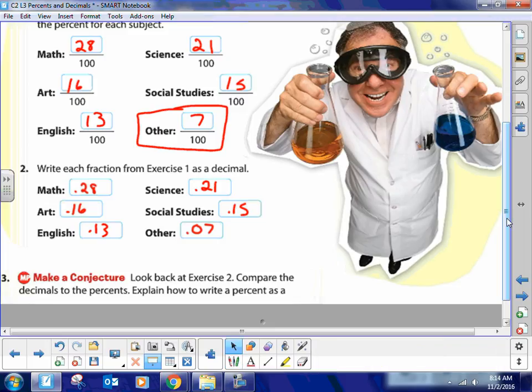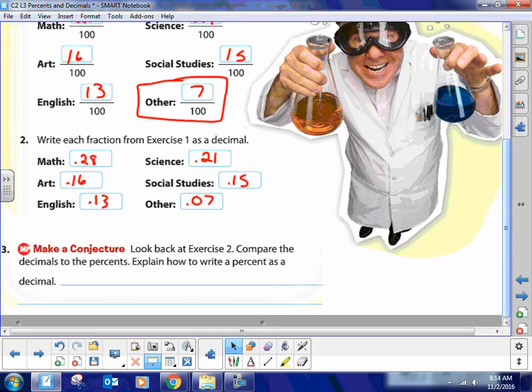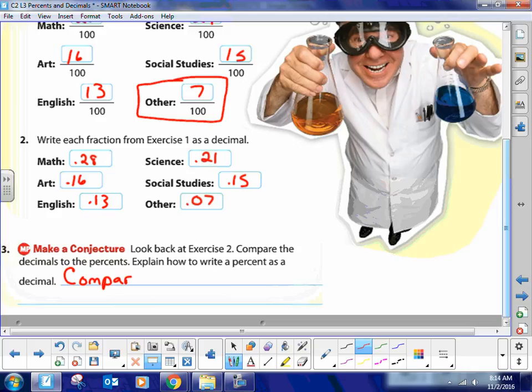Okay? Now it says, look back at exercise 2, compare the decimals to the percents, and explain how to write a percent as a decimal. Okay? We should be able to do that pretty easy. Okay? We're writing a percent as a decimal because everything is being compared to, well, 100. You are comparing numbers to 100. Because look, everything here is compared to 100.